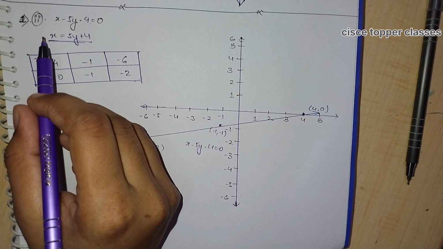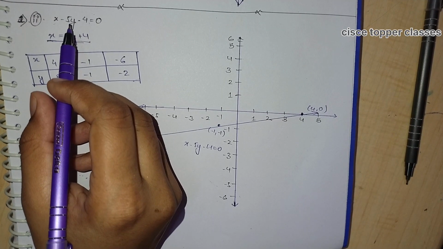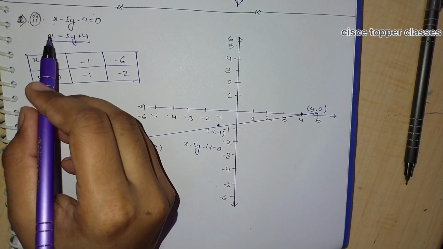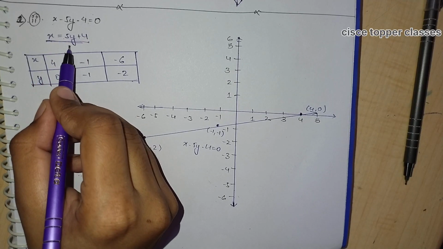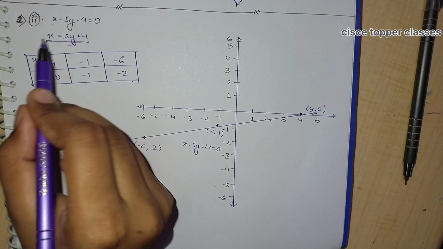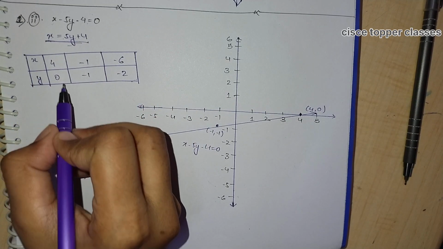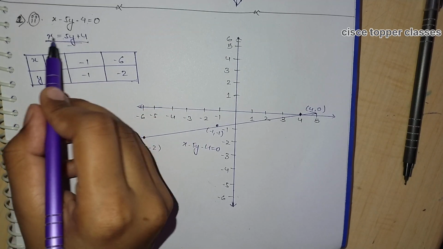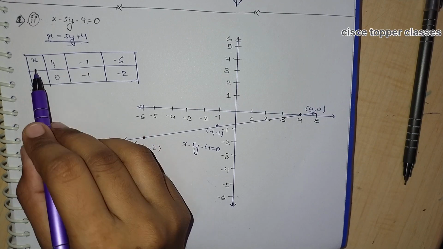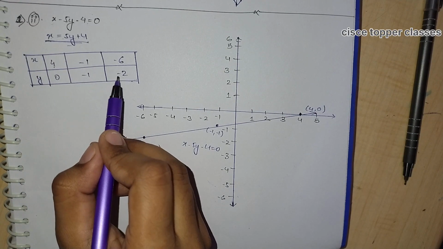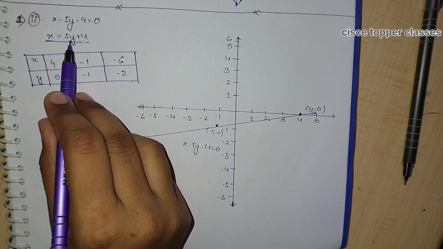Here we are going to solve question number 1 second part, x minus 5y minus 4. We have to draw the graph of this linear equation. So we can write it as x is equal to 5y plus 4. So this is the independent variable and this is the dependent variable. If we put the value 0 here, the value of x will be 4, and if we put minus 1, the value of x will be minus 1, and if we put minus 2 in the value of y, this will be minus 6 here.